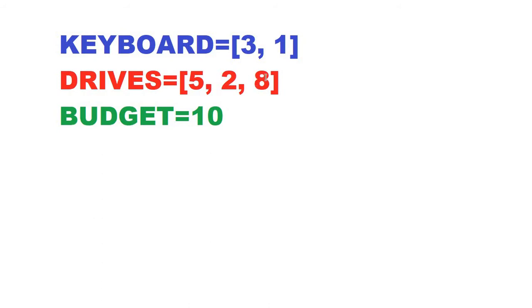So we are trying to spend as much as possible. For example, if we spend 5 for drives and 3 for keyboards, then the total amount is 8. But it is not the maximum because there is 8 for drives and 1 for keyboard. When we calculate them, we get 9. 9 is higher than 8, so we should buy drives for 8 and keyboard for 1. So by iterating each item of these arrays, we will try to get the maximum amount that we can spend.